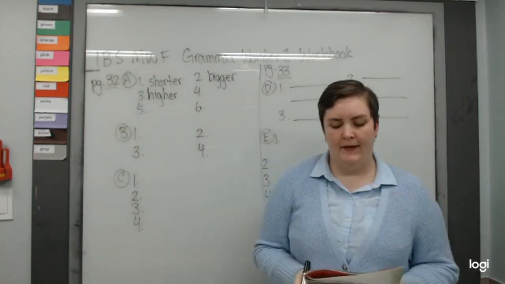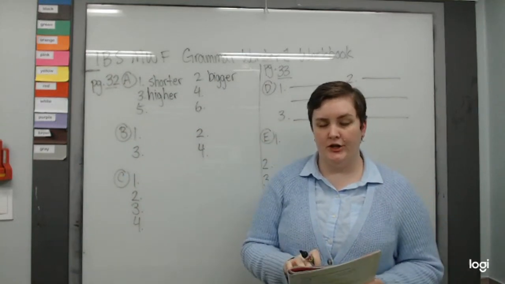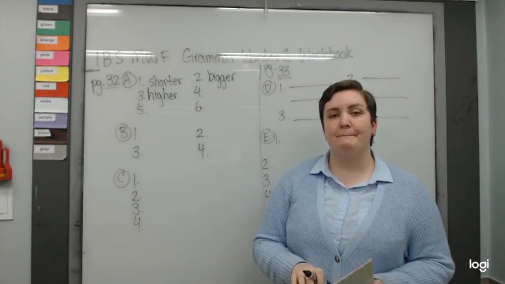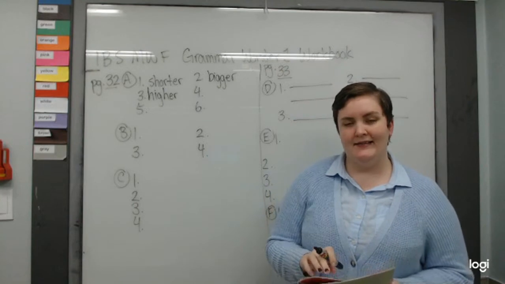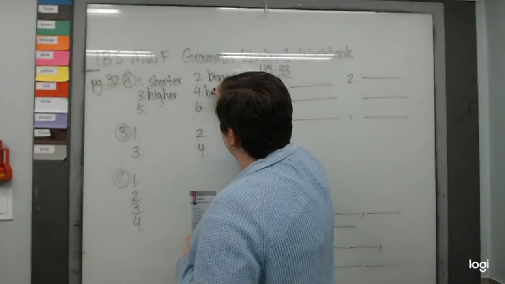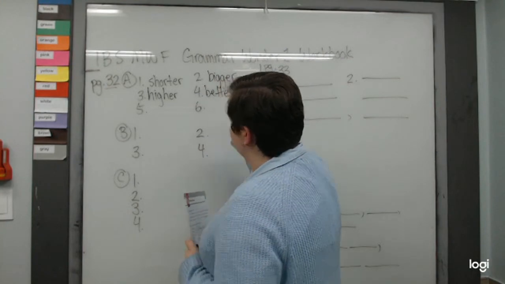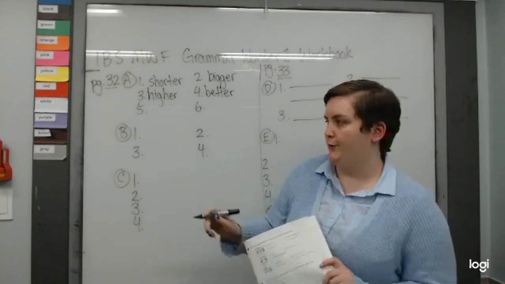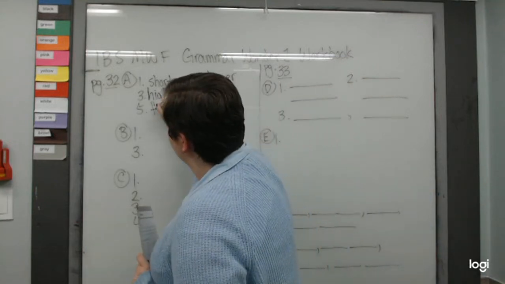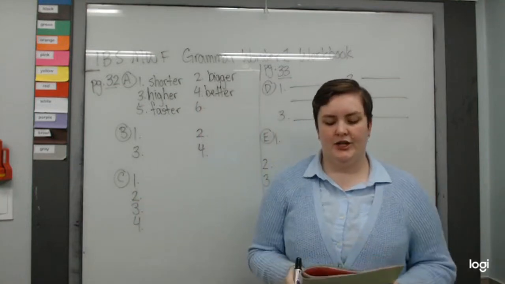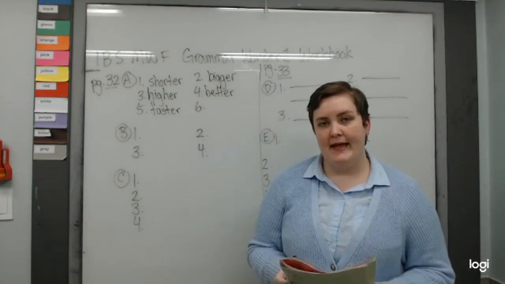Number 4, his bike is better than my bike. Comparing with good, we use better. His bike is better than my bike. Number 5, Brian is faster than you. And number 6, she is prettier than me.